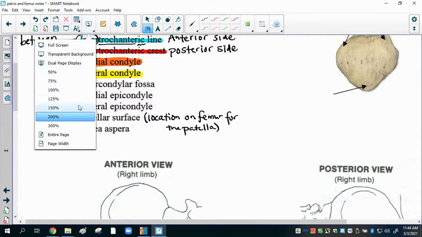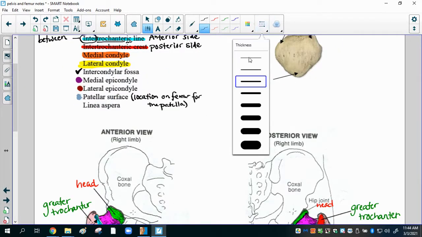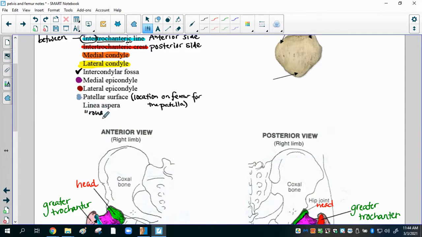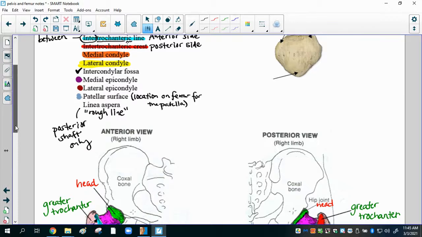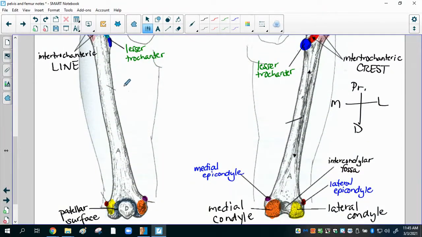Okay, last but not least is this phenomenon called the Linea Aspera. And this translates into rough line. Rough line, and it is exactly that. It is a rough line. It's on the posterior shaft of femur. We don't see it on the anterior shaft. So let's come down and see what we see. Here's the anterior side. There's nothing there. It's nice and smooth. So this is just the shaft of the femur.